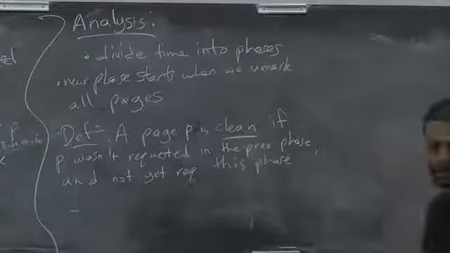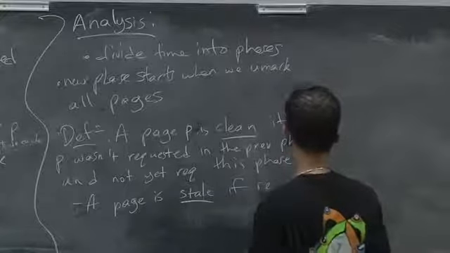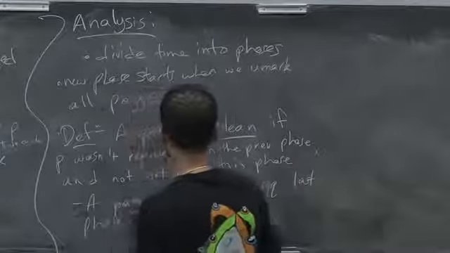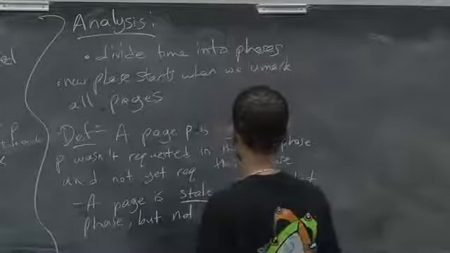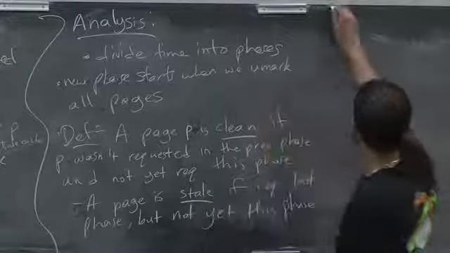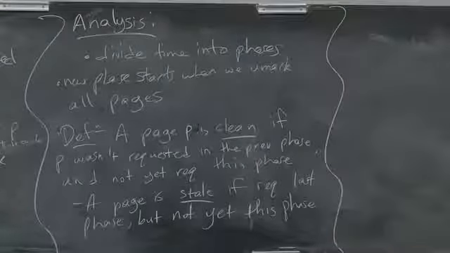And another kind of page that we're going to look at is a stale page. A page is stale if it was requested last phase, but not yet this phase. OK. So except for maybe the last phase, how many distinct pages are requested in a phase?